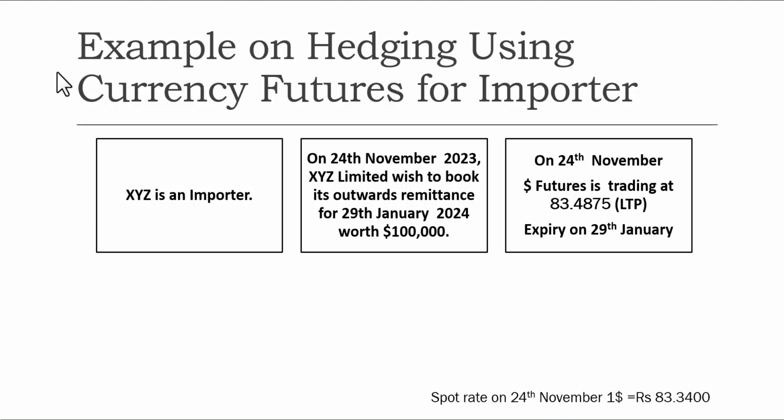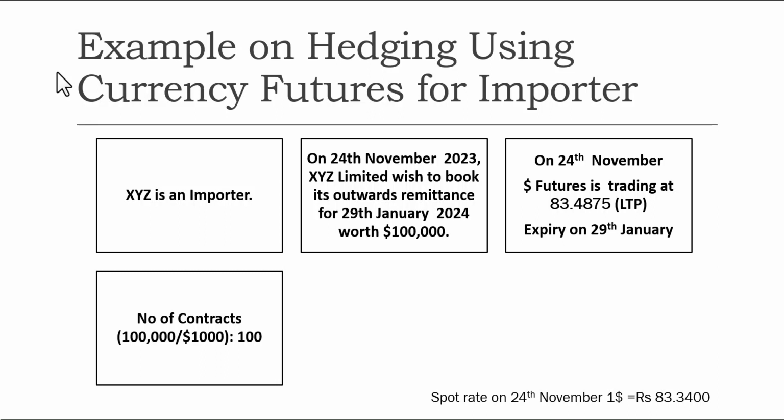Or maybe it is hanging on the system because he's not able to find a seller. Suppose he's placed a buy order and somebody has not accepted, so this will remain in the stock exchange software. So this is the last order expiring on 29th of January. Okay, fine. And number of contracts. So that means he has to take a position in 100 contracts because each lot size is $1,000. So he has to buy 100 contracts.